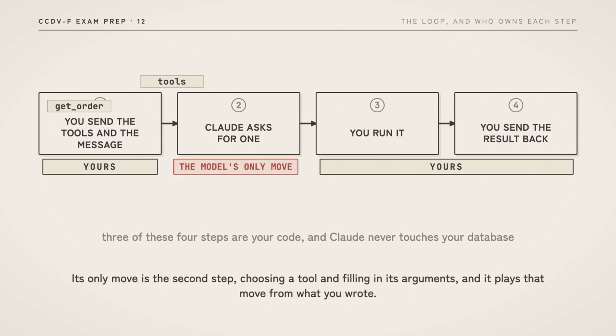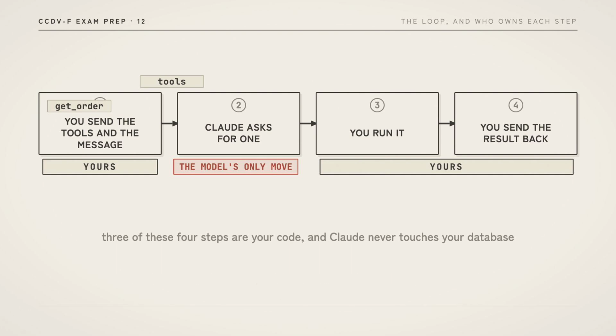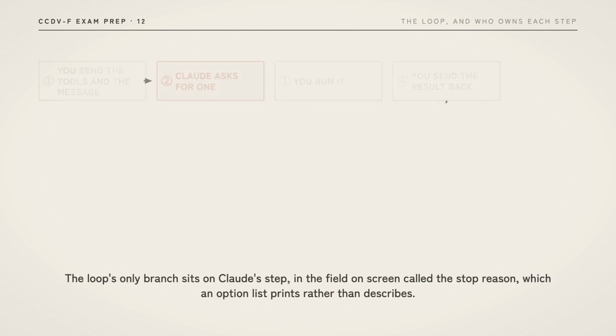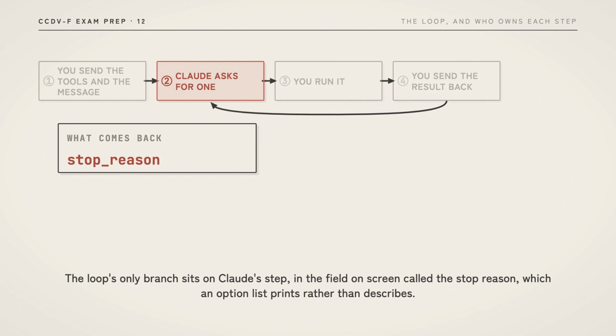Its only move is the second step, choosing a tool and filling in its arguments, and it plays that move from what you wrote. So hold on to this. You own 3 steps, Claude owns 1, and what goes wrong in the model's hands went wrong in something you wrote. The loop's only branch sits on Claude's step in the field on screen called the stop reason, which an option list prints rather than describes.